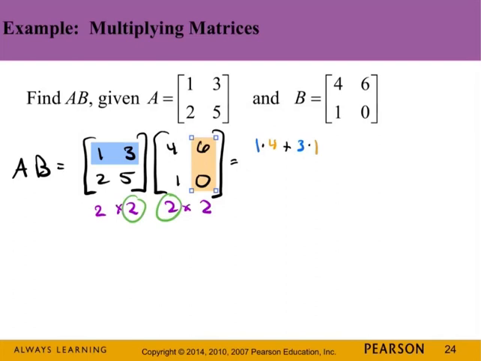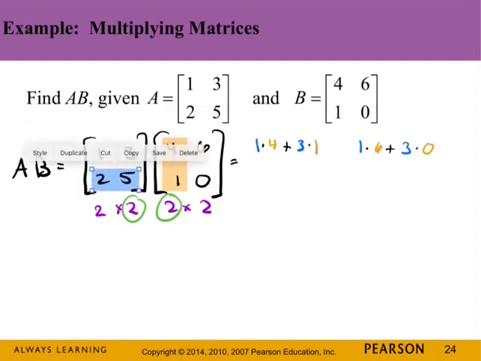So that was going to be 1 times 6 plus 3 times 0. 3 times 0. Okay. So now we kind of reset. So this one goes here. This one goes here.